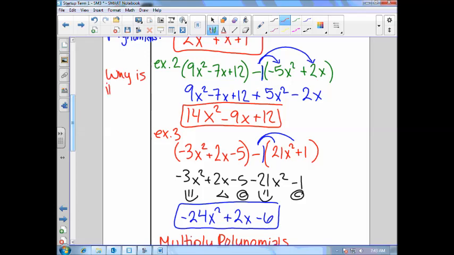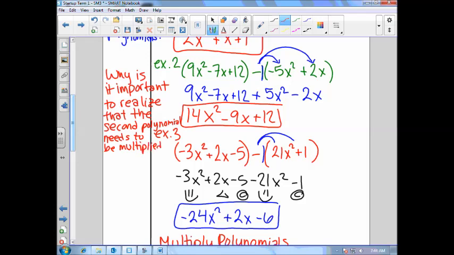Why is it important to realize that the second polynomial, and hopefully your column's a lot larger than my column, that the second polynomial needs to be multiplied by a -1.